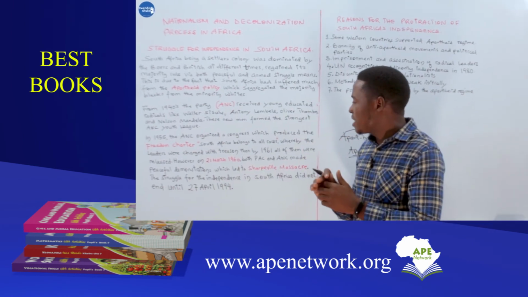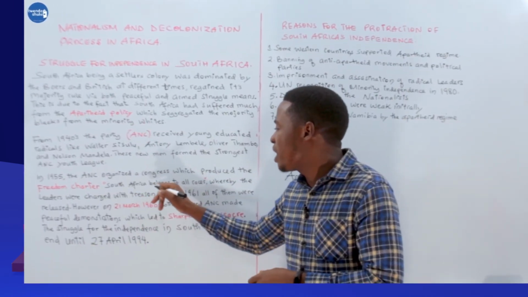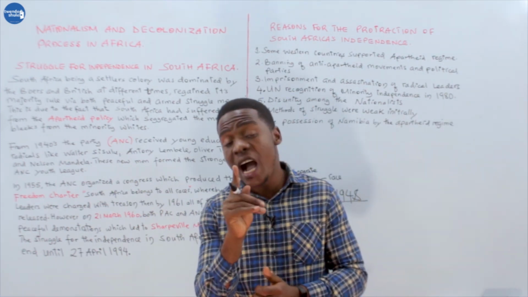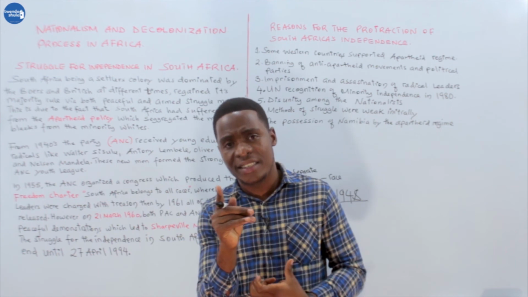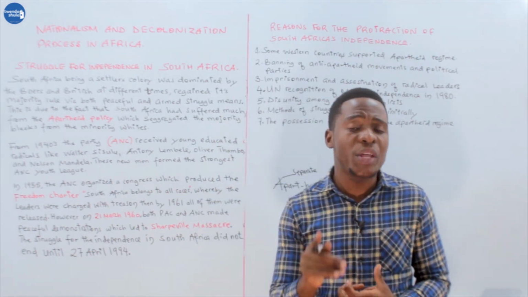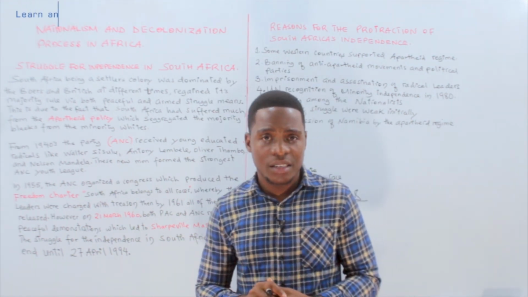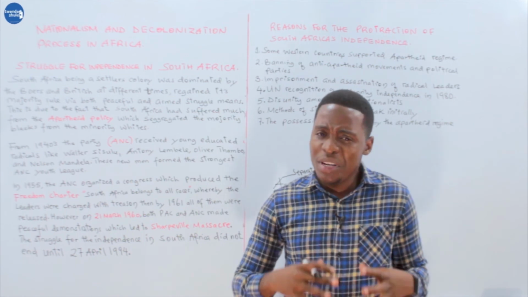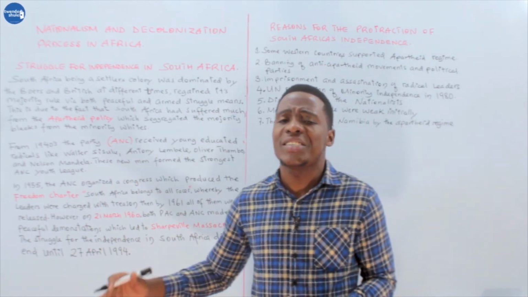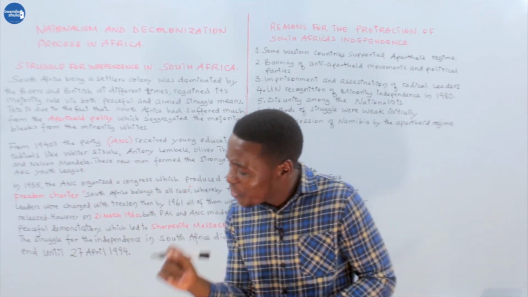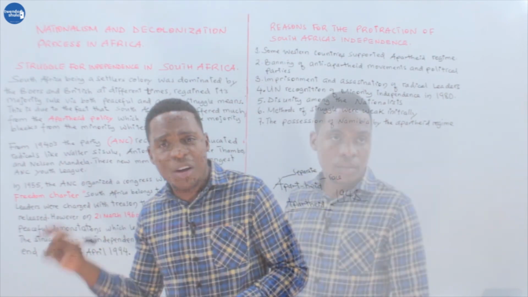And the Freedom Charter stated that South Africa belongs to all races. Now you may see how the Africans had humanity. They believed that South Africa belongs to all races, whether you are white or black. But the Europeans, the Boers, believed that South Africa belongs to the white race. They believed that Africans were the sons of a lesser God.